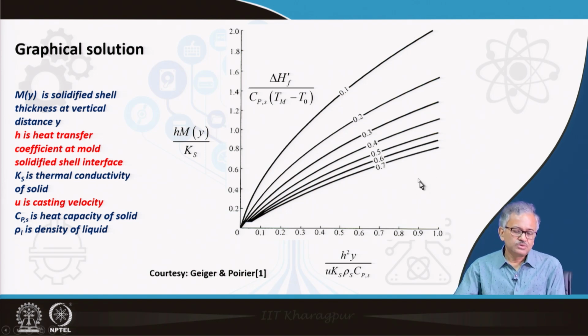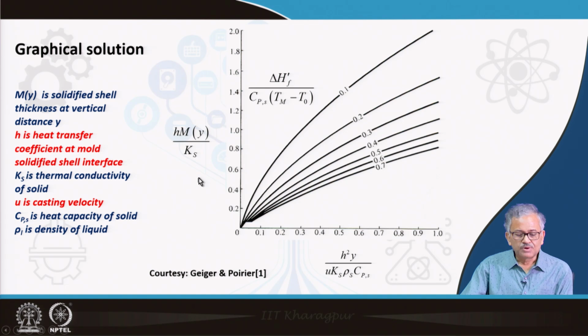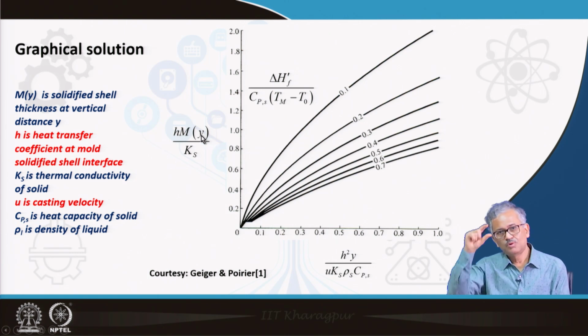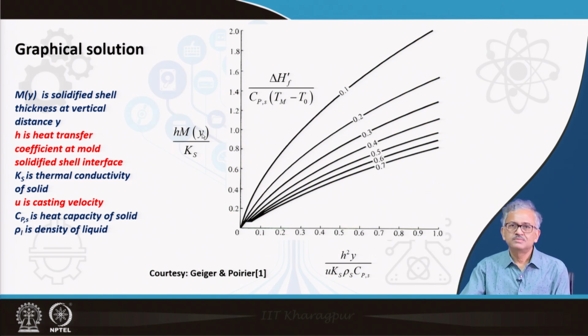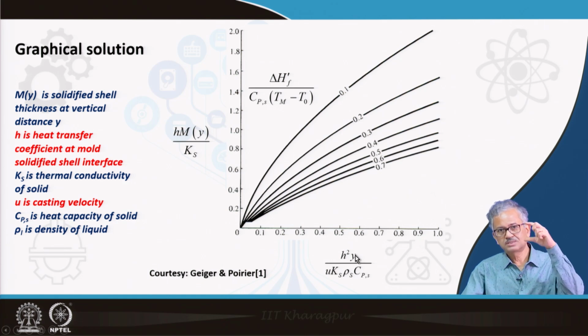Okay. So skin thickness at the exit is very important. At the exit, what is the value of y? The value of y at the exit is simply the mold length, so you can simply do that. It is dimensionless. So if you put y equal to capital L, you will get the dimensionless distance of the mold length.